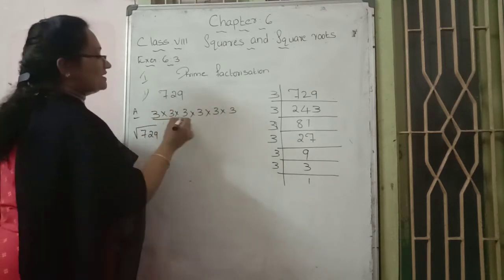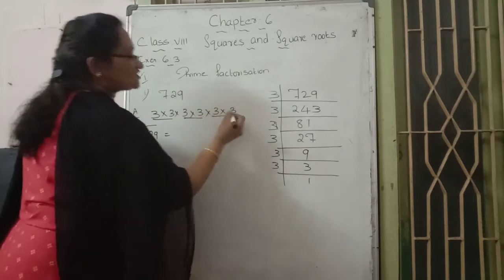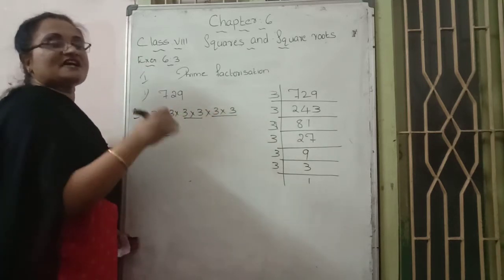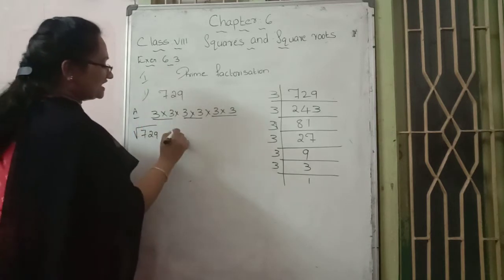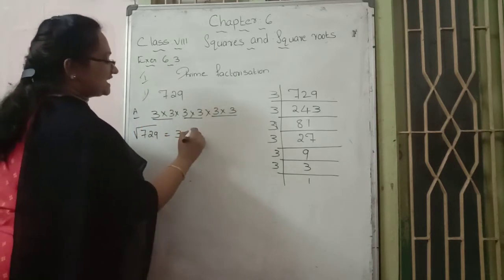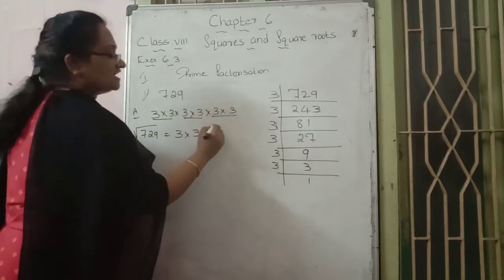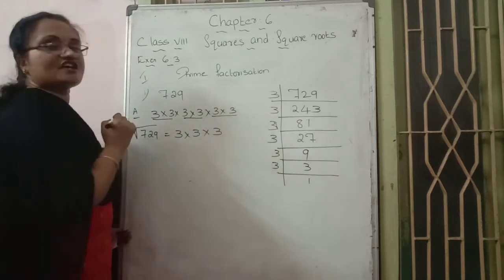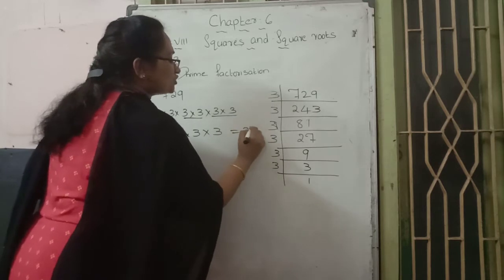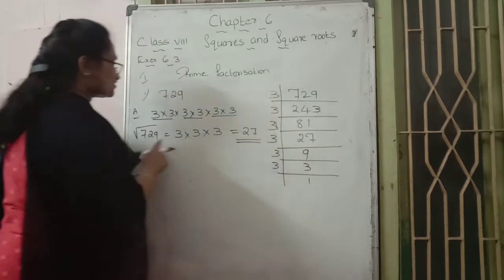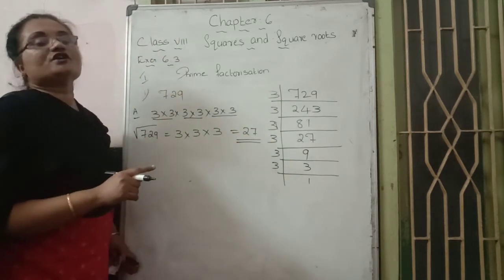First 2 numbers, next 2 numbers, next 2. In this way pairing. After pairing, from each pair take 1 number outside. From the first pair, 1 3 take outside. From the second pair, 1 3 take outside. Third pair, 1 3 take outside. Multiply: 3 3s are 9, 9 3s are how much? 27 is the answer.